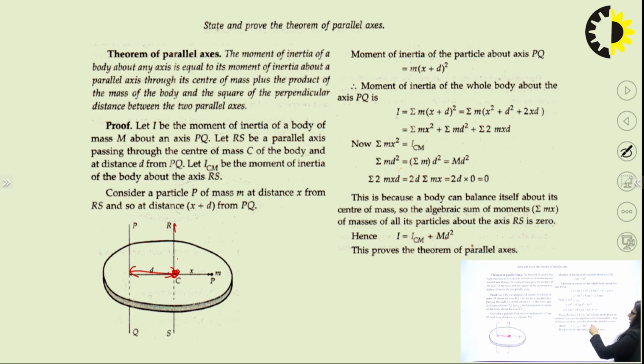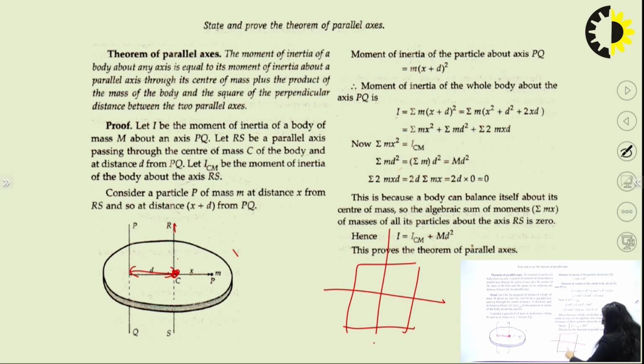This is the parallel axis theorem. What is the use of this theorem? Whenever I want to find the moment of inertia of a particular body with respect to any other axis, like this is a body and its centroidal axis lies in the body, for example a rectangle, this is the centroidal axis. But I don't need to find the moment of inertia about the centroidal axis.